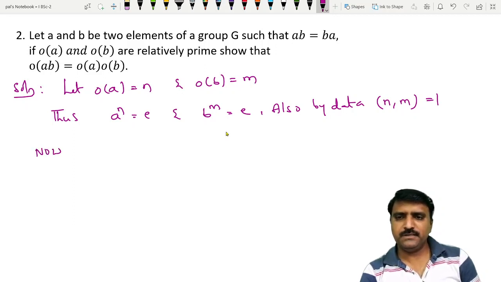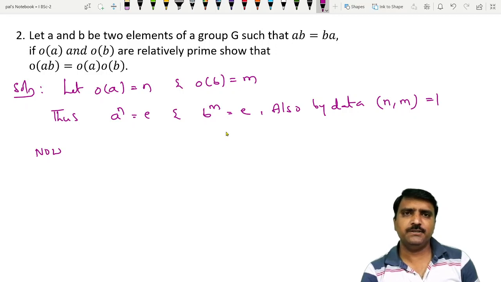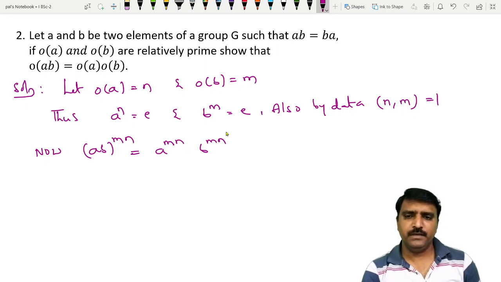So now what do we have to prove? Now we have to prove that order of AB is equal to order of A into order of B. So let us take AB to the power of mn. So AB to the power of mn can be written as A to the power of mn into B to the power of mn, which is equal to A to the power of n whole to the power of m. Now we can write A to the power of mn as A to the power of n whole to the power of m.